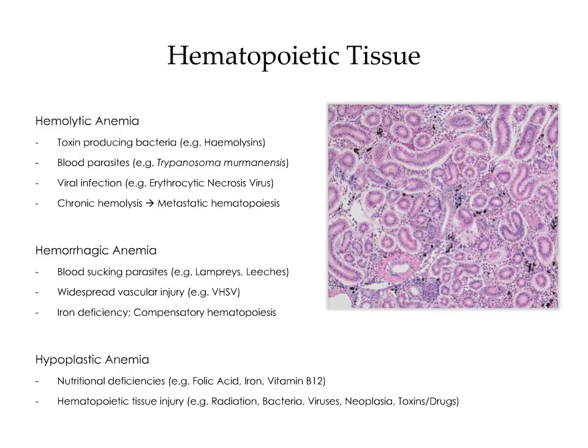Hypoplastic anemia is when there's insufficient erythrocyte production in the hematopoietic tissue. Causes may include nutritional deficiencies like folic acid, iron, and vitamin B12. Other causes include direct injury of the hematopoietic tissue, which can occur with radiation, bacteria, viruses, neoplasia, and certain toxins and drugs. The image in the top right is an example of hypoplastic anemia. You'll notice that the renal interstitium is devoid of hematopoietic cells, and so the renal tubular system is all scrunched up together.